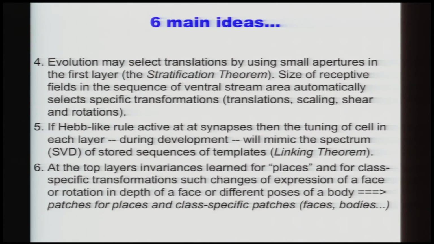And that this requires small apertures, small receptive fields in the first layer, in order essentially to impose, if you want to train during development, the first layer, so in the ventral stream, V1, V2, only to translations.